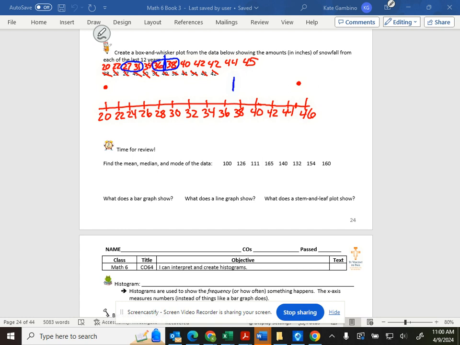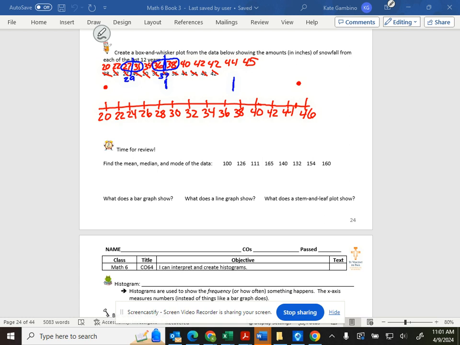What is that going to be? How do I find it? Melanie? Nope, not 28. 29. So in between 27 and 31 is 29. So in between 36 and 38 was 37. So I know 29 is my lower quartile.